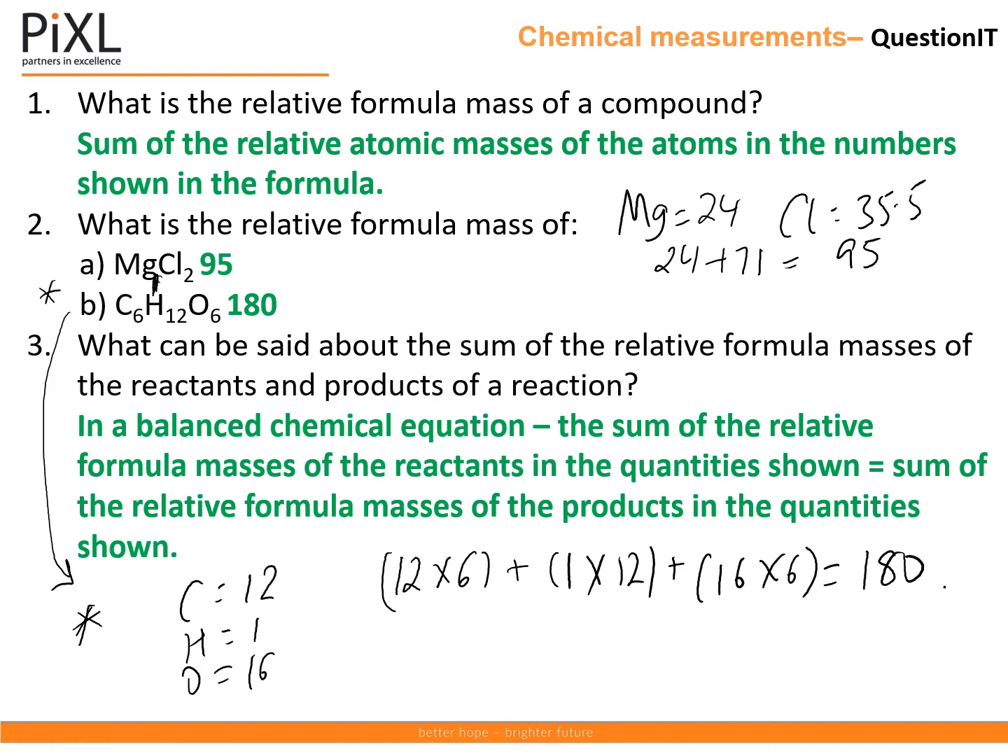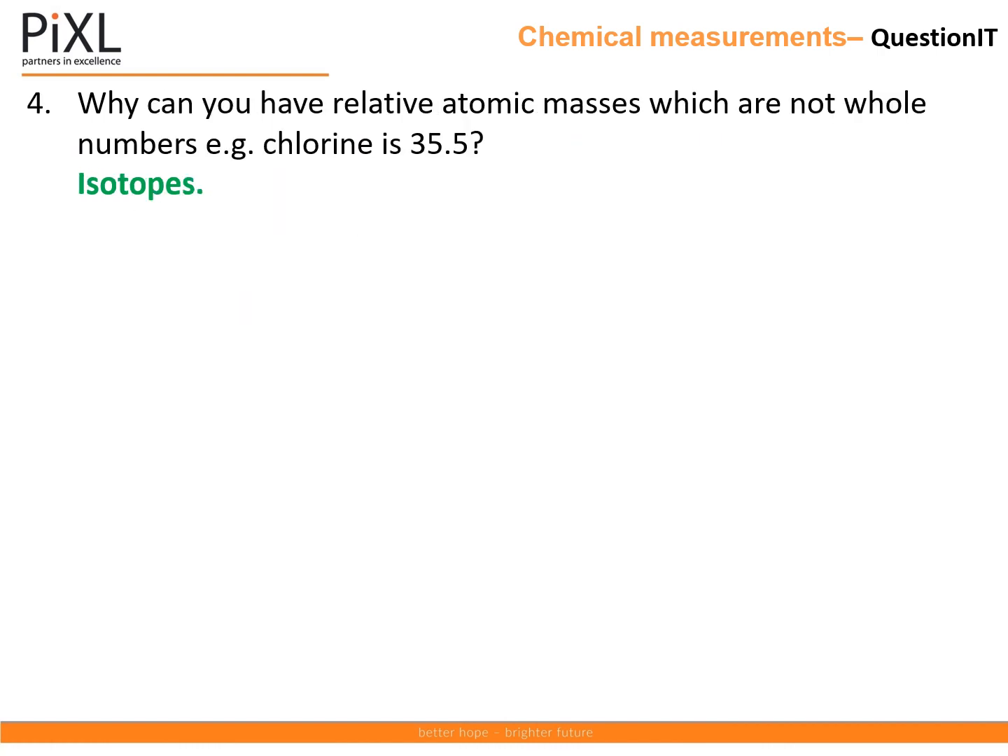So let's look at the final question. And the question was, why can you have a relative formula mass of 35.5? The reason being there are isotopes, so you're averaging out. So chlorine has isotopes of 35 and 37. If you then average it out, it gives you 35.5.